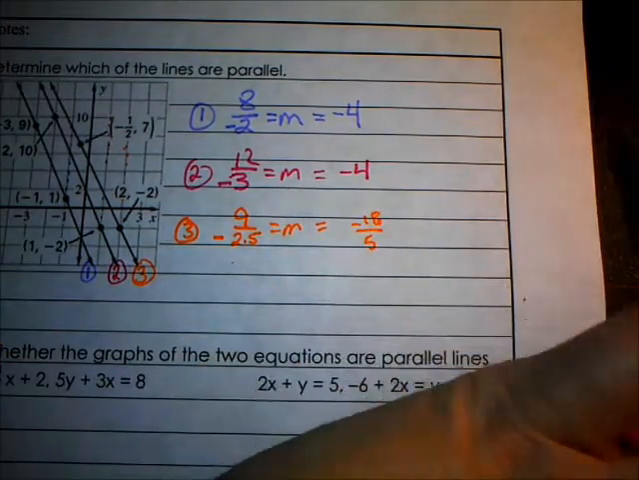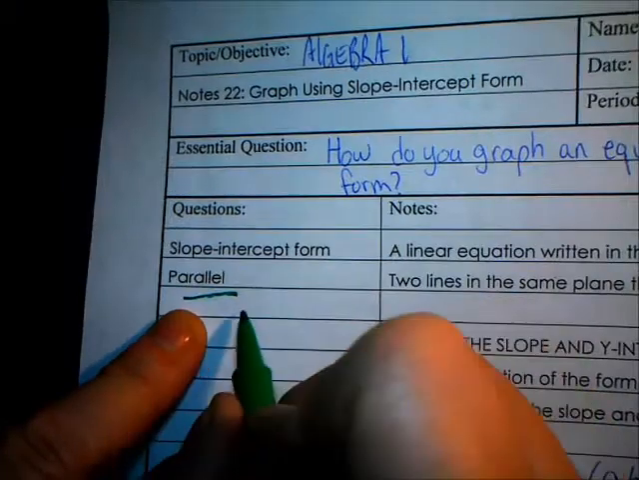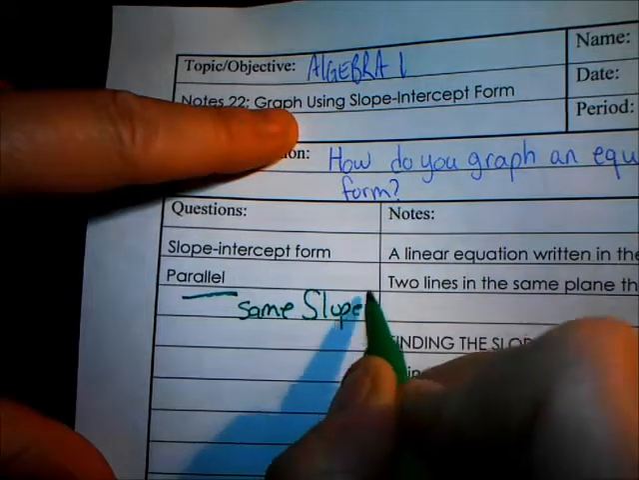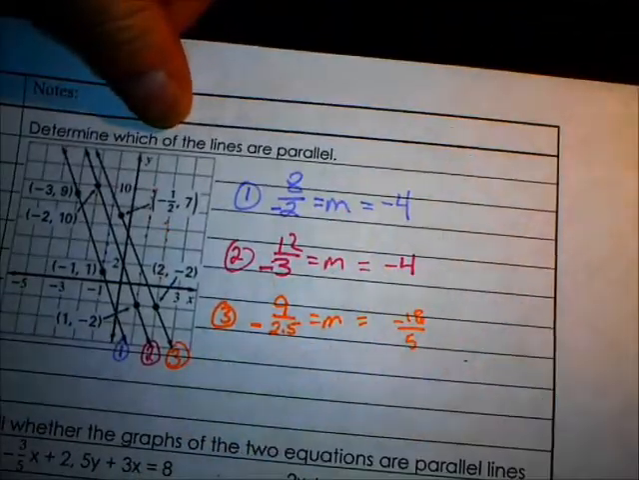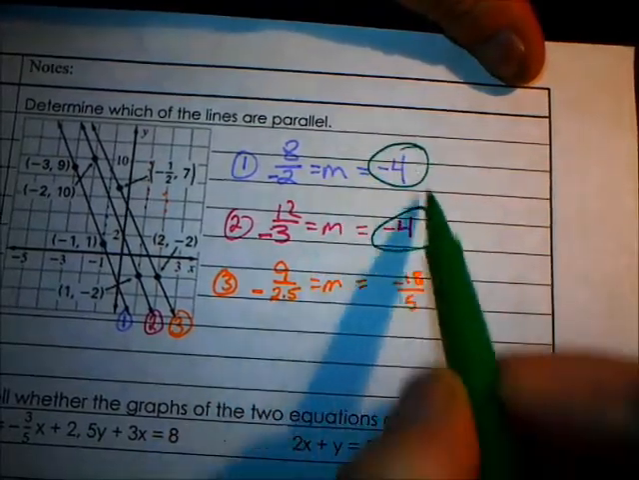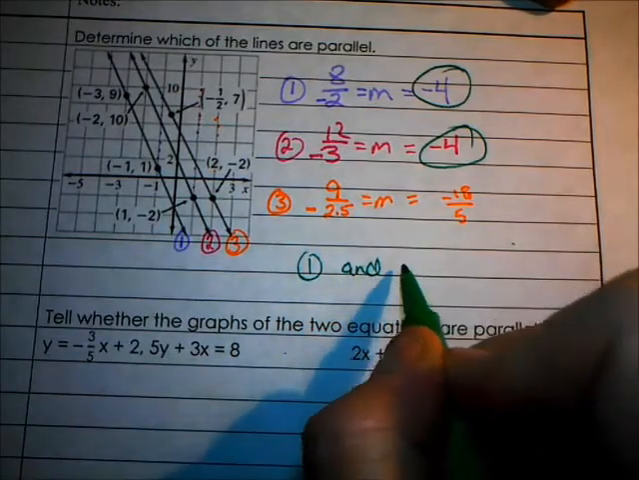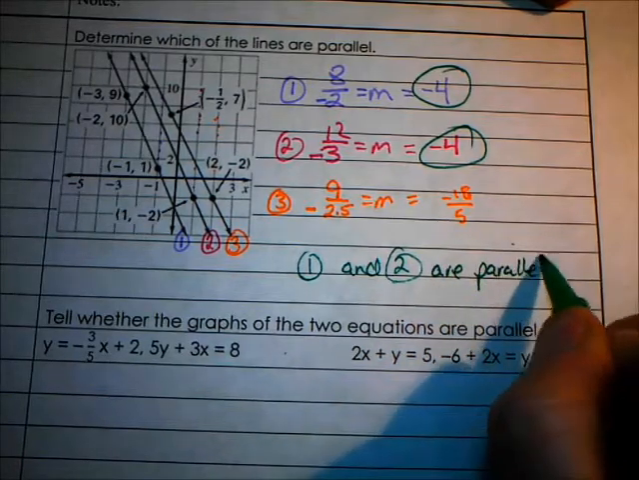So if on the front page I said, alright, parallel lines right here, whoops, let me slide it. Parallel lines have same slope. Okay? Parallel lines have the same exact slope. If that is the case, which lines have the same exact slope? Well, if I'm looking at it, these both have -4, so that means line 1 and line 2 are parallel. And there's my answers.